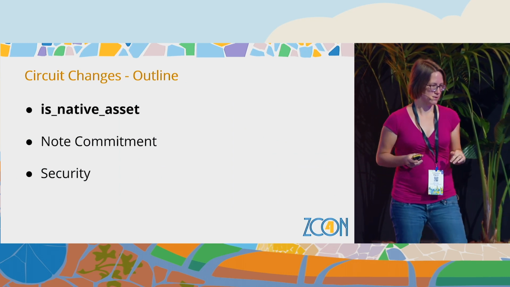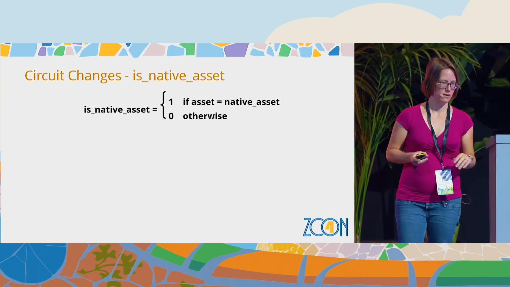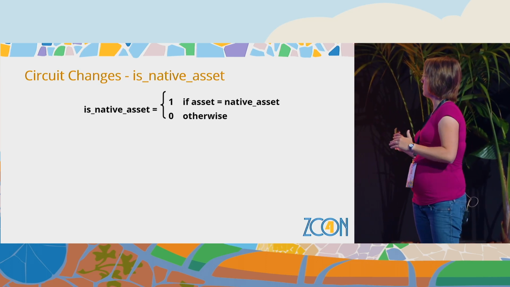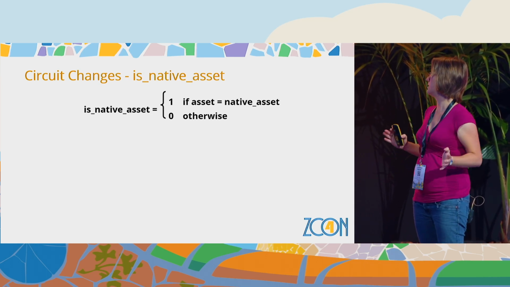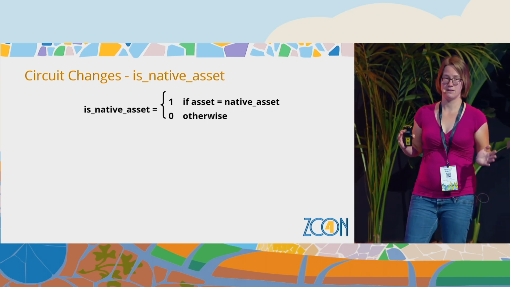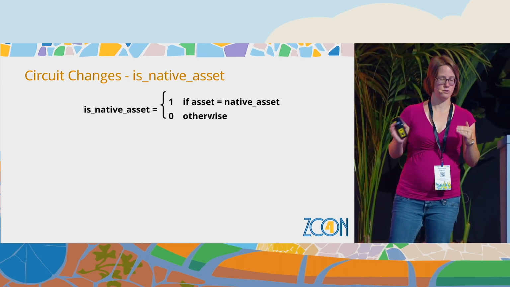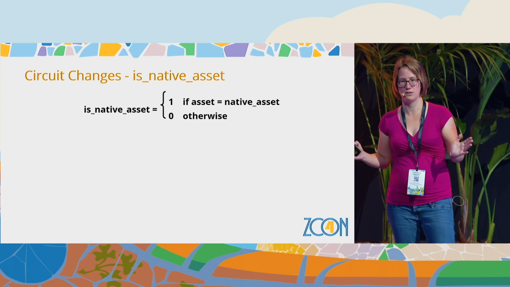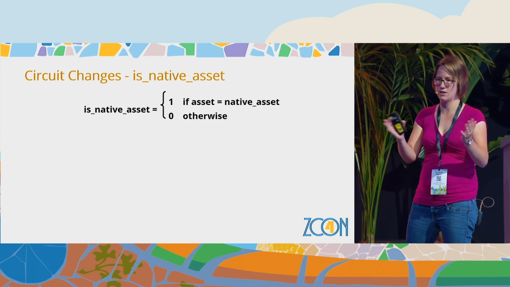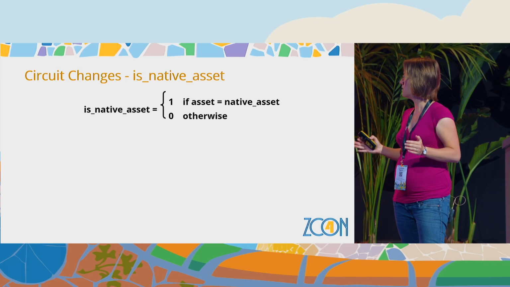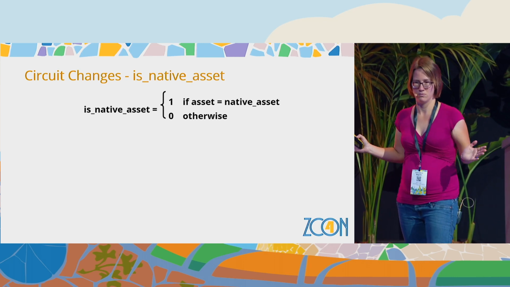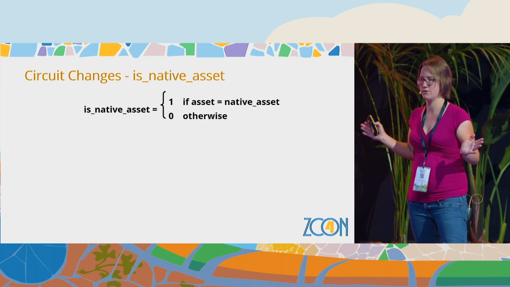So firstly, I will present isNativeAsset. As I explained previously, isNativeAsset is equal to 1 if the asset is the native asset, so if you have a ZEC, and 0 otherwise. It seems quite easy to add this new variable in the circuit. We just ask the prover to add a new private input. It does not seem very difficult.